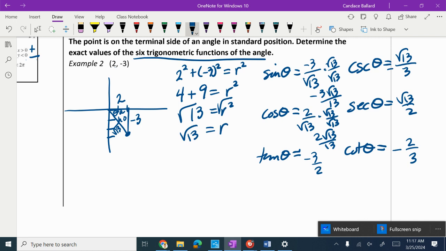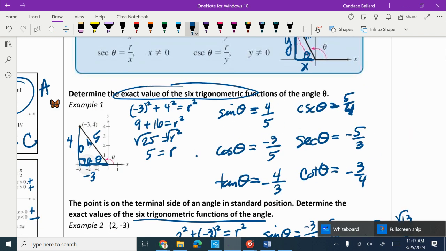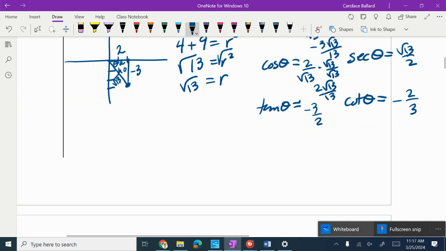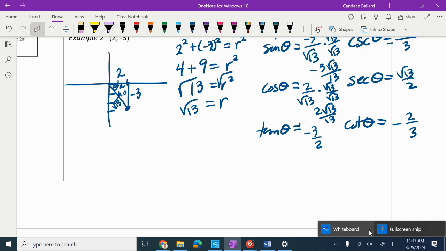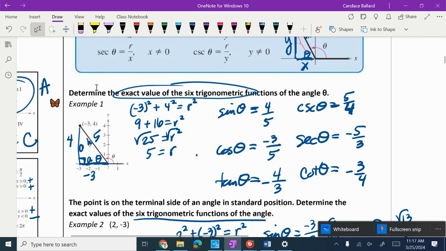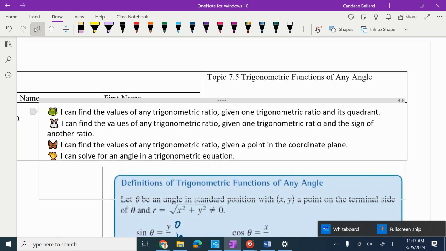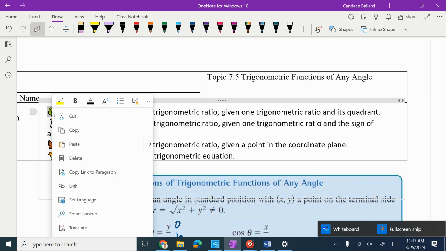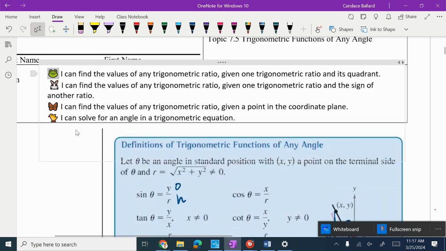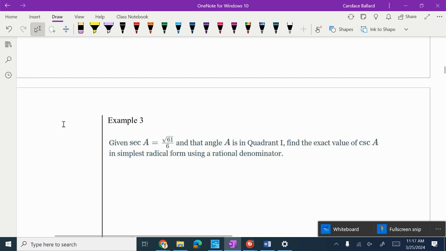Any questions on that type of problem? They give you a coordinate point, and you've got to find the values. That one we coded as a butterfly problem. The next ones are going to be the ones with the quadrant. The next ones that we're going to talk about are the little frog problems. Let me copy that. So the frog problems are going to start with example 3.